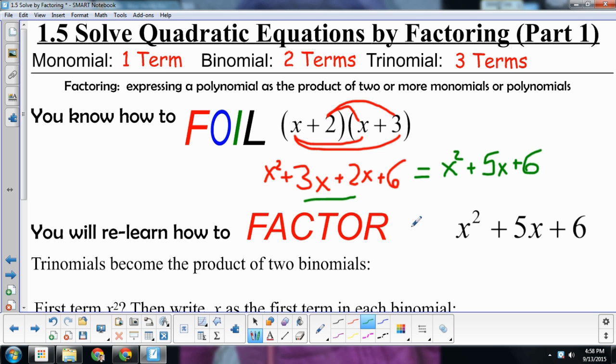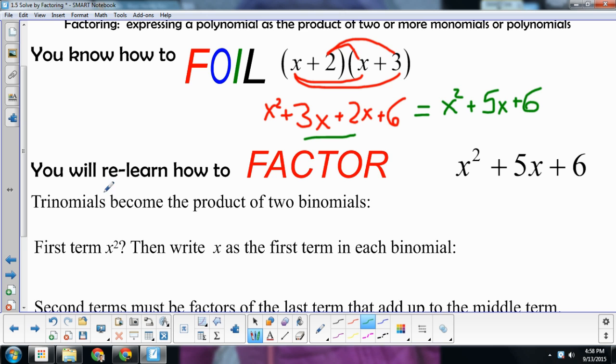So there I have a product of binomial factors, something we've already practiced. I think we're pretty good at it. In this lesson, we're going to relearn, and I say relearn because I believe you did this in Algebra 1, how to factor. We're going to be given the trinomial, and we're going to need to turn it into the product of binomial factors. So here's factoring. I'm asked to factor, to turn this into factors.